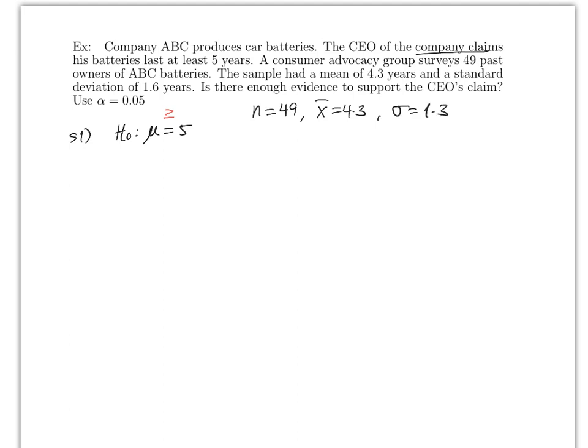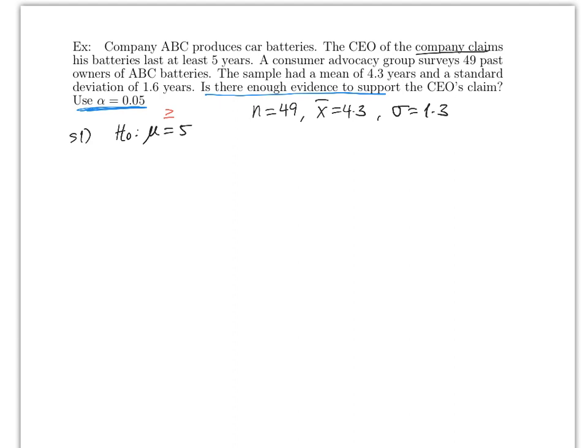By the way, this is how you know you have to do these questions. The question is always going to say, is there enough evidence? That's how you know you have to do a hypothesis test, okay? Alpha has to be given, and if alpha is not given, it's 0.05 by default.